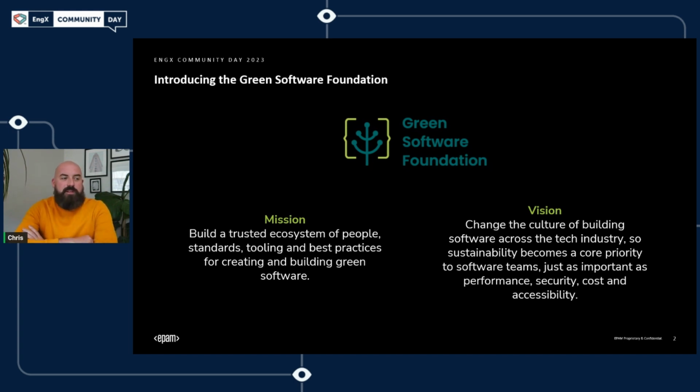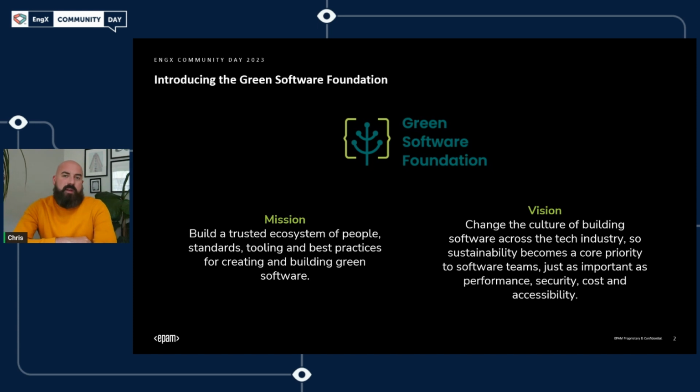So the Green Software Foundation has a mission, as you can see there, to build a trusted ecosystem of people like myself, like yourself, listening all over the world, standards, toolings, and best practices for creating and building green software. And don't worry, I'm going to explain what we mean when we talk about green software very shortly. But it also has a vision, and I think this is probably more exciting, around changing the culture of building software across the technology industry. This is about performance, security, cost, accessibility, but making sustainability a core priority of that software development.